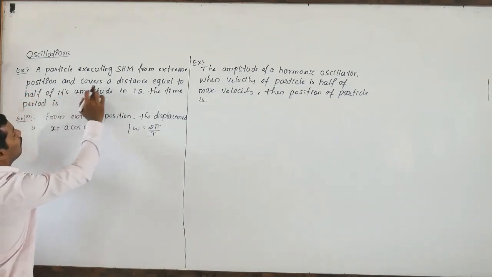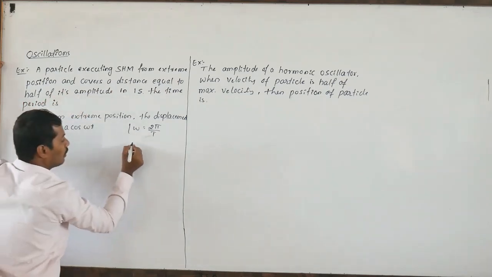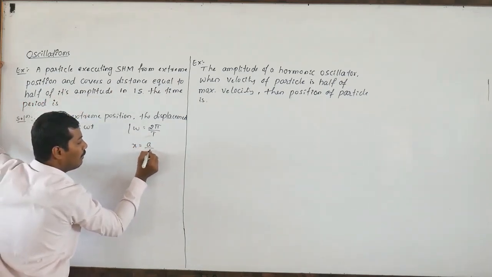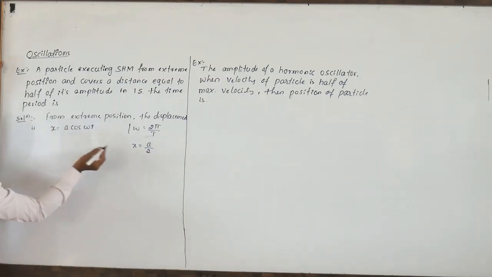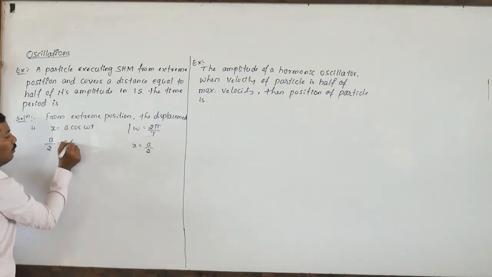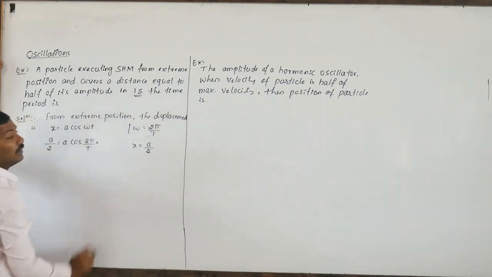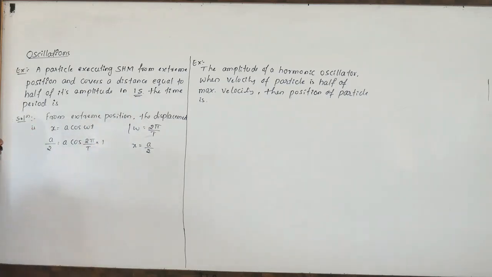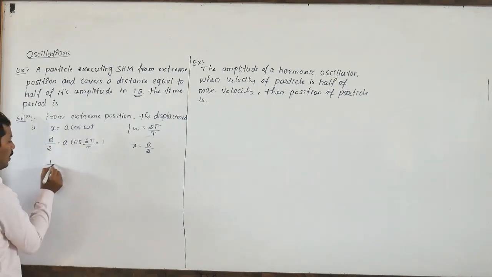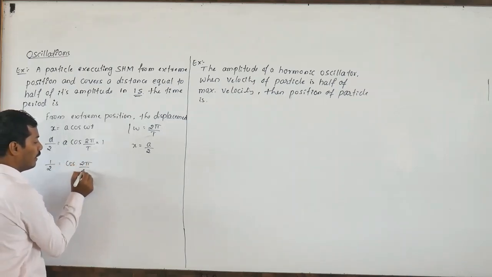Here the displacement of the particle, which covers a distance equal to half of the amplitude, is x equals a by 2. Substitute here: a by 2 equals a into cos of omega, which is 2 pi divided by T, and t is given as 1 second. Here a gets cancelled. Then it becomes 1 divided by 2 is equal to cos of 2 pi divided by T.